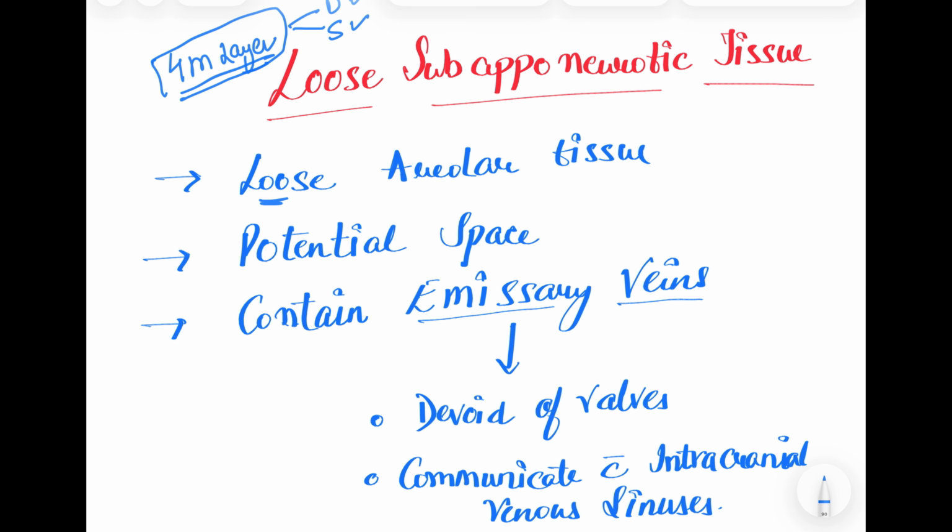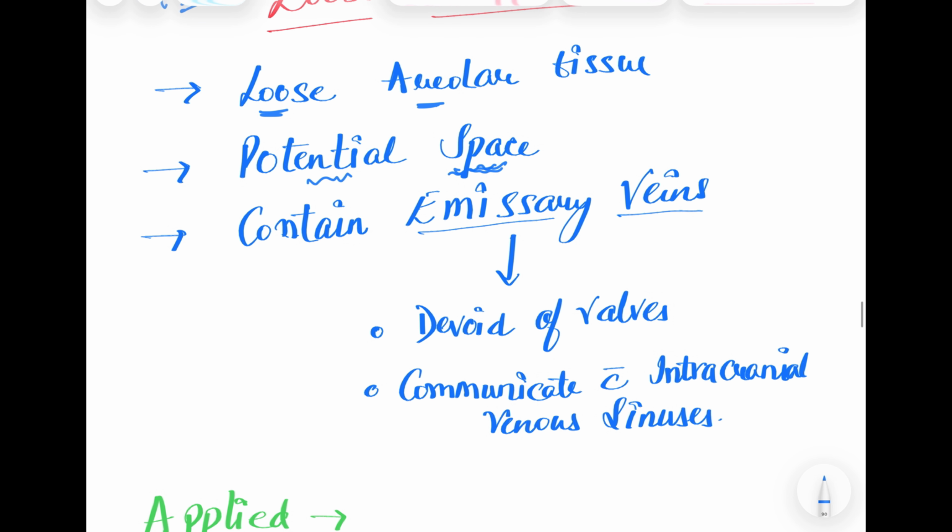It is a loose areolar layer. Loose means it has plenty of space. Another important thing is that it contains very important structures, the emissary veins. These veins do not have valves. This is my scalp, this is my intracranial area, and this is my extracranial area. These veins connect my intracranial venous sinuses with my scalp region. That's why emissary veins play a very important role here.